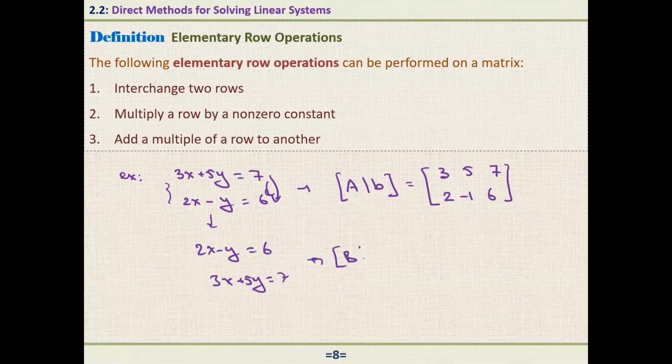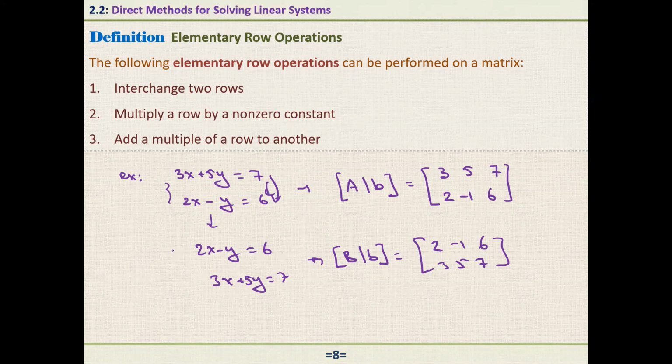Then what will be the augmented matrix of this one? Let's say this B. So this will be, here we have 2, -1, 6, 3, 5, 7. So if you just interchange these two rows, it does not affect the solution of this system. So multiply a row by a non-zero constant. And also, as you know, if you just multiply any row of the matrix by a constant number, we call this an elementary row operation.